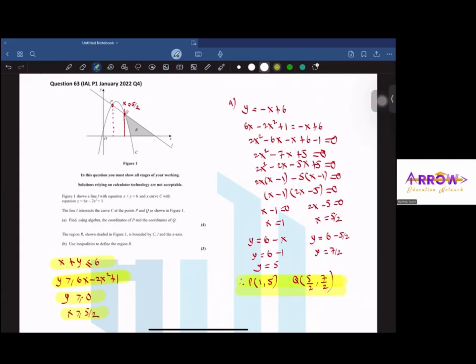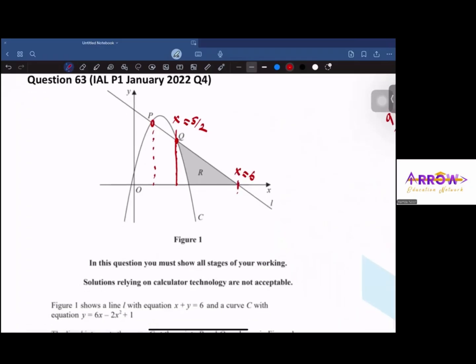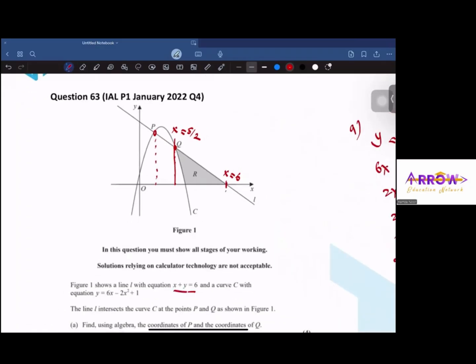Same thing. However, if you consider the x-intercept of the line L, which will be x equals 6, as the equation of the line L is x plus y equals 6, is it important to consider the x coordinate of this point? Is it important to consider the x-intercept of the line L over here? The answer is no. Why?